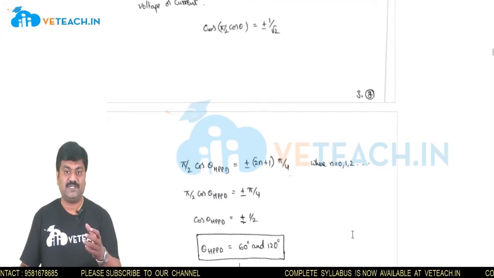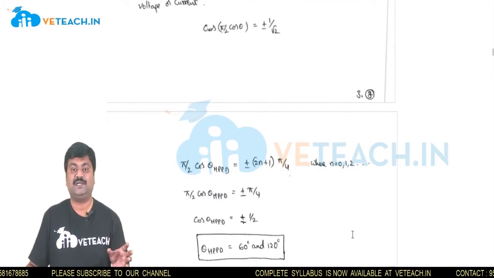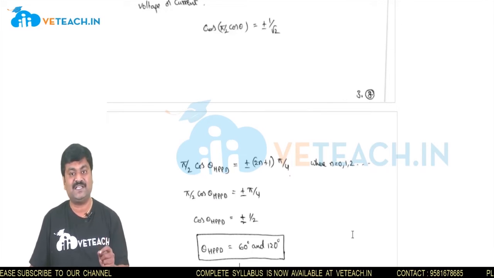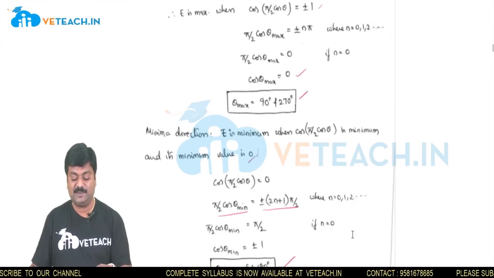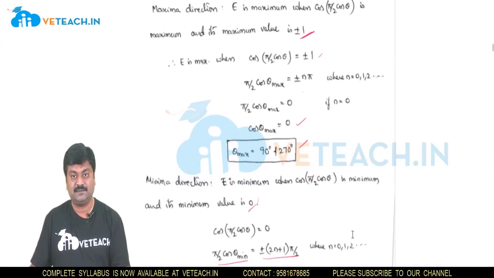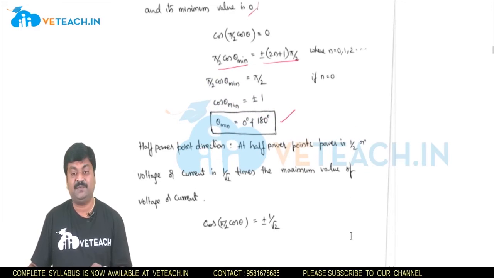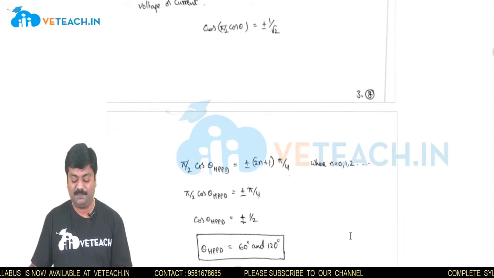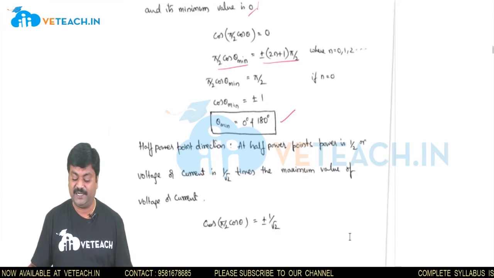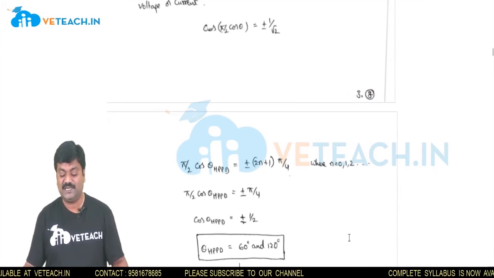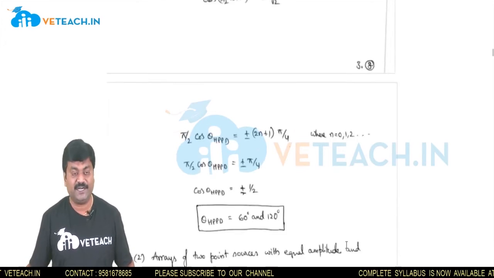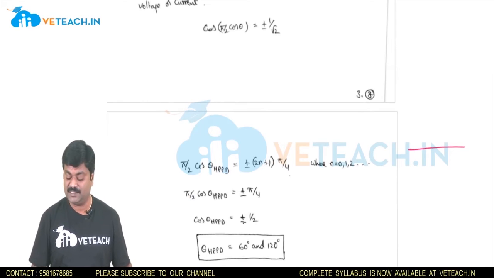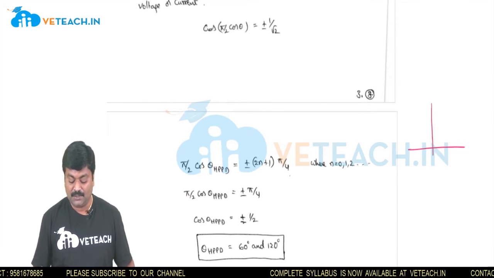So this is the first case, where the isotropic sources are placed with equal amplitudes as well as equal phases. The maximum will be attained at 90 degrees and 270 degrees, the minimum will be attained at 0 degrees and 180 degrees, and the half power beamwidth points will be at 60 degrees and 120 degrees. With this, we need to draw the radiation pattern. For the first case of equal amplitudes and phase, the radiation pattern will be drawn as follows.